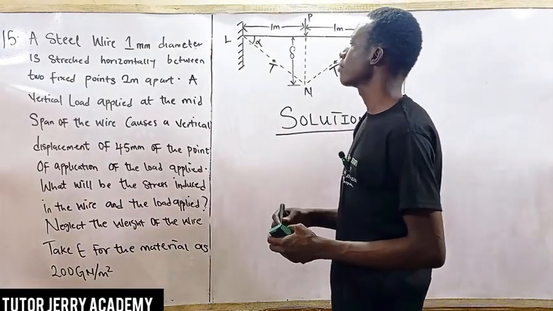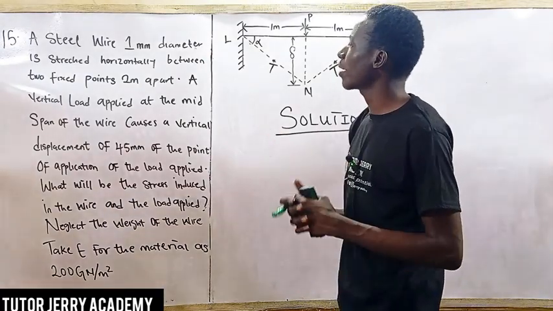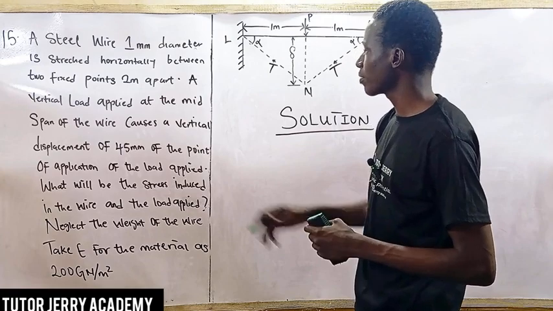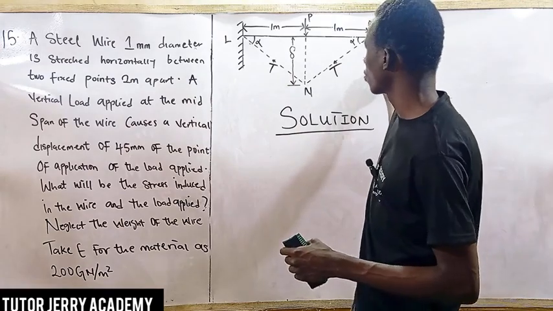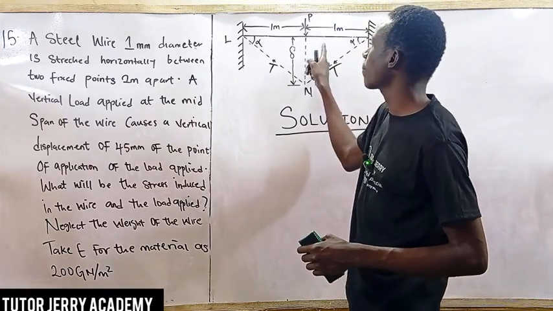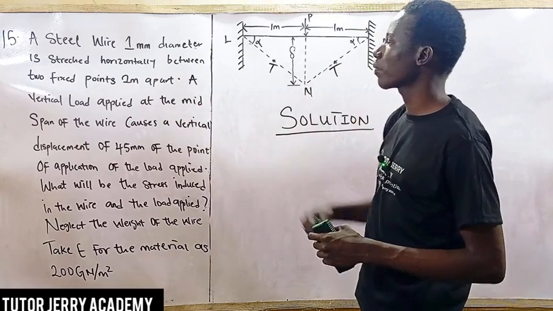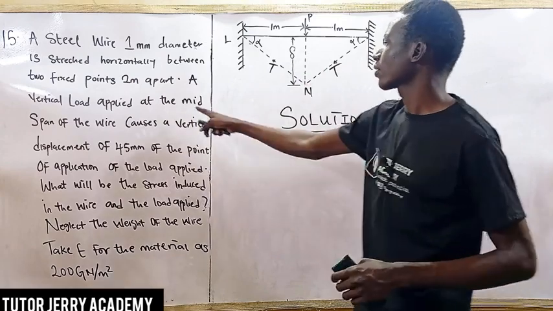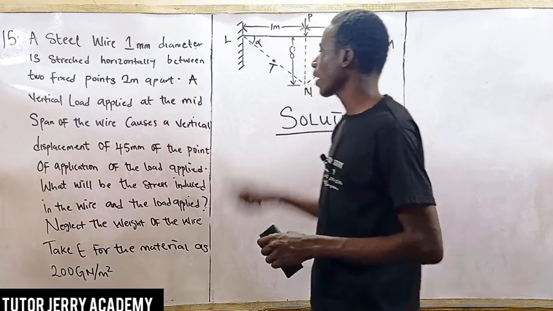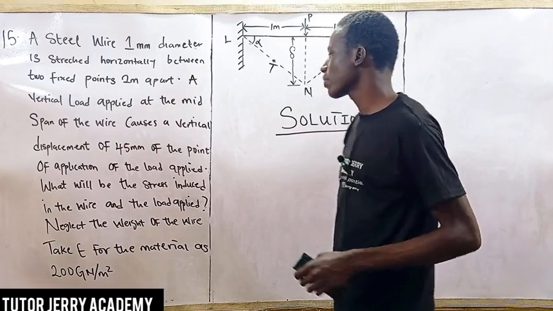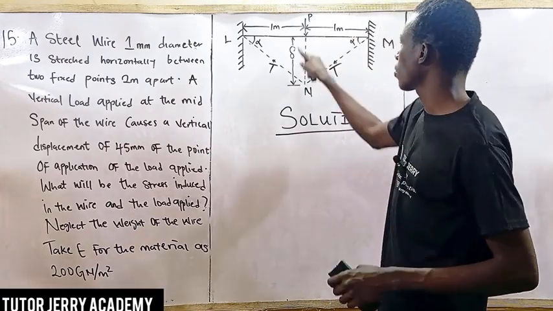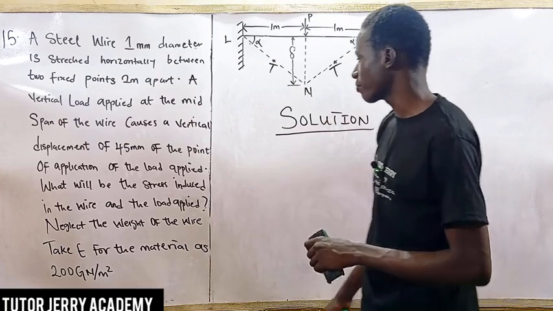Now the question says a steel wire 1 millimeter diameter is stretched horizontally between two fixed points. This is the fixed point 1, this is the fixed point 2. Of course, they are stretched 2 meters apart. You can see in between the two fixed points you have 2 meters. Now a vertical load is applied at the midspan, which is P here. It causes a vertical displacement of 45 millimeter. So from here to here is nothing but 45 millimeter.